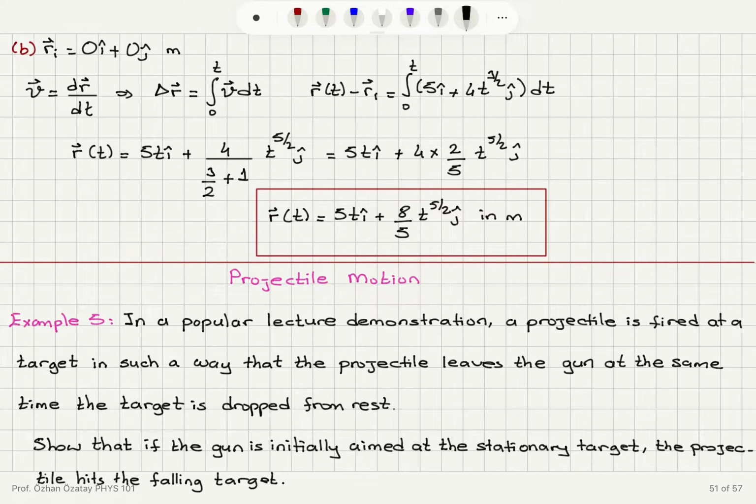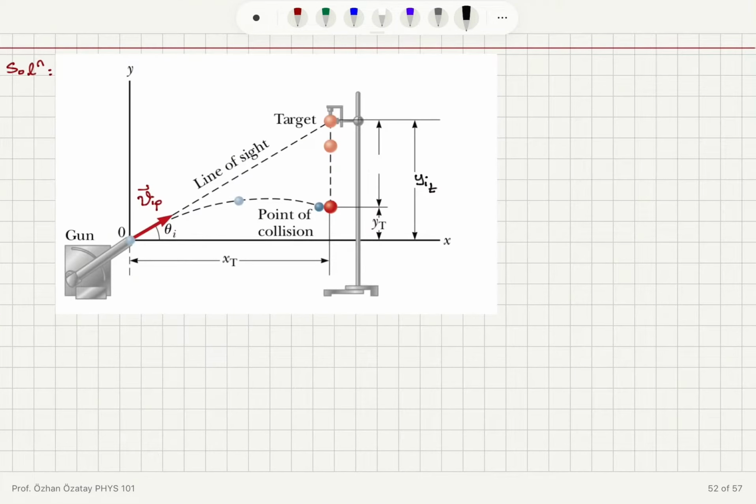In a popular lecture demonstration, a projectile is fired at a target in such a way that the projectile leaves the gun at the same time the target is dropped from rest. Show that if the gun is initially aimed at the stationary target, the projectile hits the falling target. So this is the story. We are going to release the target from rest, and at the same time this gun shoots a projectile, which is basically aimed at the target, and the problem is to show that it will hit the target as it falls down.